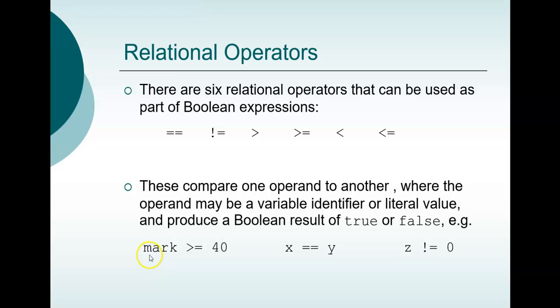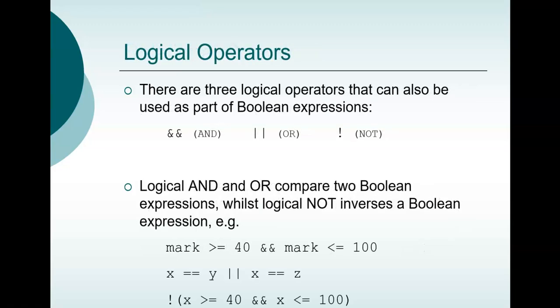So for example, we can say, is mark, the value in this variable, greater or equal to 40? Depending on what we have here, it will result to true or false. We ask, is the value in x equal to the value in y? So your result will either be true or false. Or we can ask, is z not equal to 0? So it will be true or false. So in programming, you are also going to evaluate expressions to either true or false.